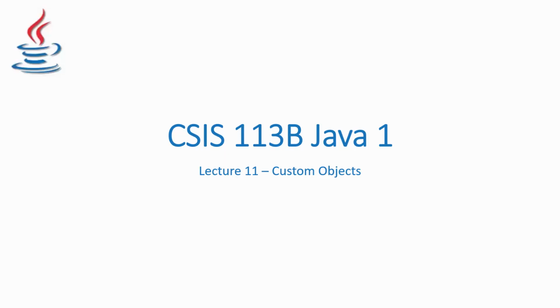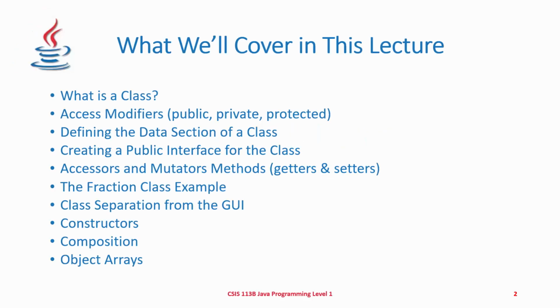In this lecture, we'll be discussing custom objects. Here is a little more detailed look at what we'll cover in this lecture. We'll start out by talking about what a class is. Remind you that it is essentially a blueprint for an object. We'll talk about class access modifiers, public, private, and protected. Generally, you'll be only using public.